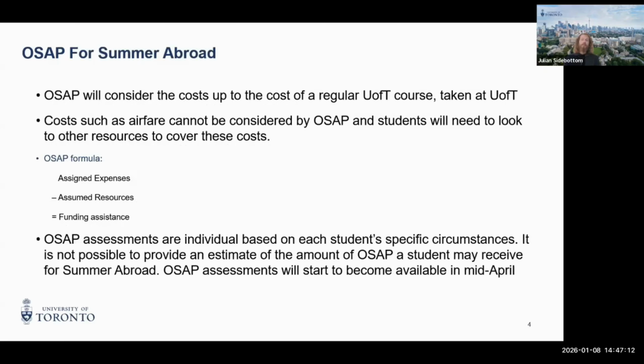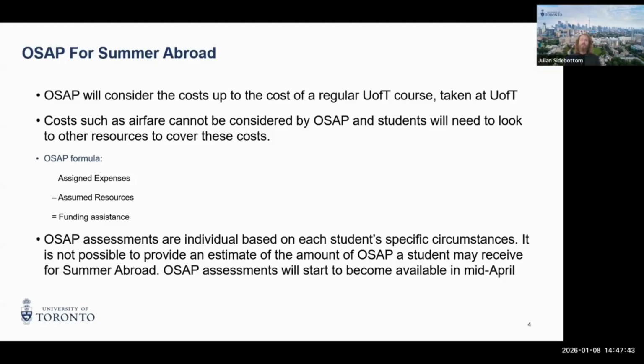For summer abroad, OSAP will consider the costs of a regular U of T course, or up to the cost of a regular U of T course. So costs such as airfare can't be considered by OSAP, and you'll need to look to other resources. The basic OSAP formula is assessed expenses minus assumed resources is the funding assistance. OSAP assessments are individual, based on each student's specific circumstances.